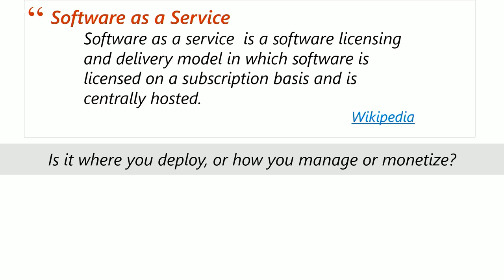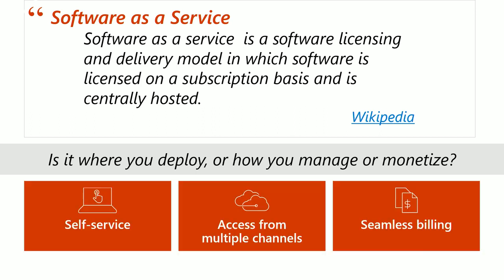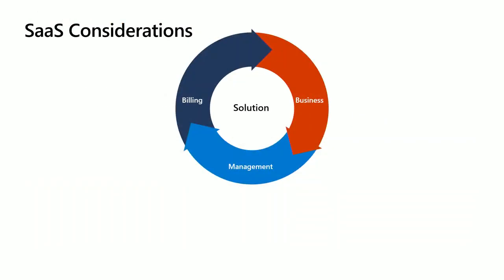So is it where you deploy? How do you manage? How do you monetize? What do you think when you talk to a customer, their definition of SaaS? What are the things that they want from your solution, right? Things like self-service, things like access to multiple channels, things like seamless billing. Those are the core things that will create a SaaS application, SaaS delivery.